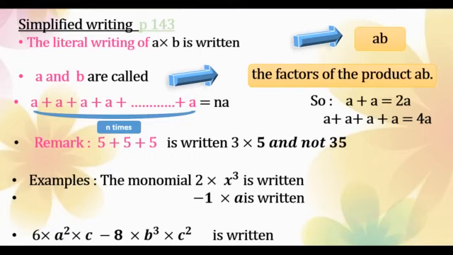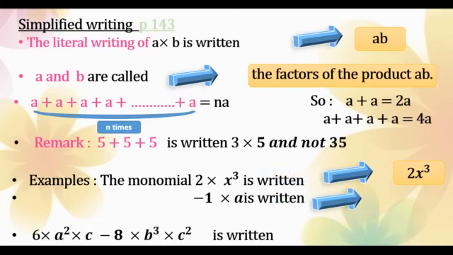Examples: the monomial 2 times x cubed is written 2x cubed. Immediately we can write these two terms beside each other without the multiplication sign, because one of them is unknown. One of them is a coefficient and the other one is unknown. We can write them beside each other and mean the multiplication between them.